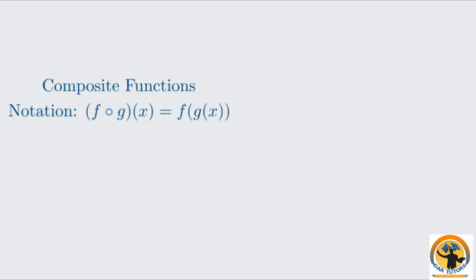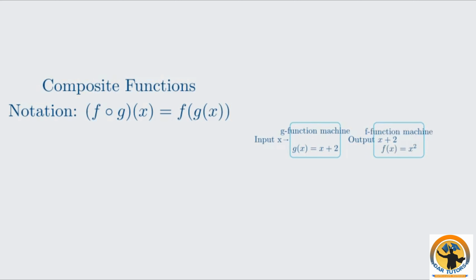A great way to visualize this is with function machines. Let's say we have two functions, f of x equals x squared, and g of x equals x plus 2. First, x goes into the g machine, which adds 2 to it, giving us x plus 2. This output, x plus 2, then becomes the input for the f machine.